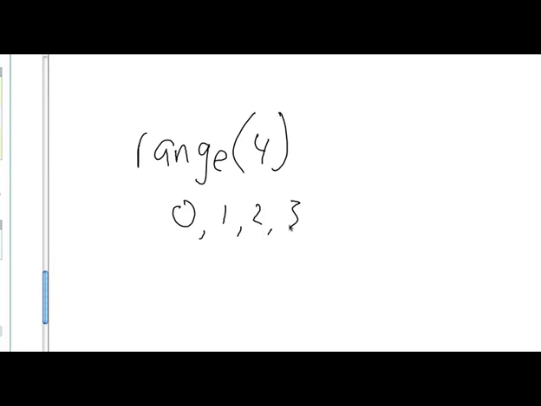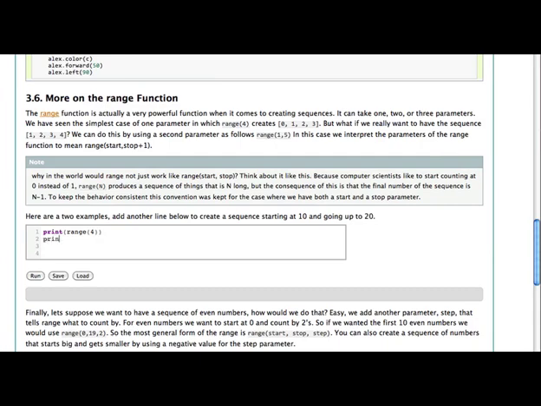Okay? But in reality, range can produce any sort of sequence of numbers where there's a starting point and a stopping point. And so in fact there are 3 parameters to the range function. It doesn't always have to start with 0. We can have our sequence of numbers start with any number. So we can give range both a start position and a stop value.